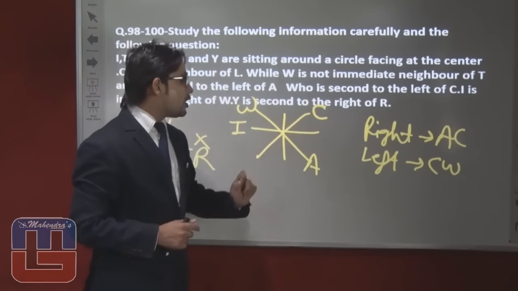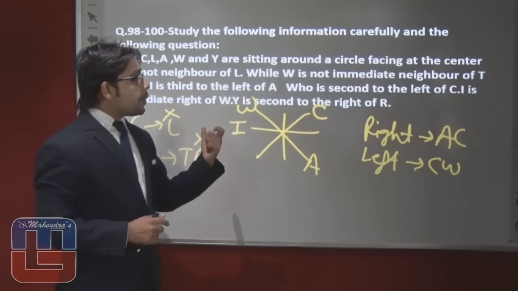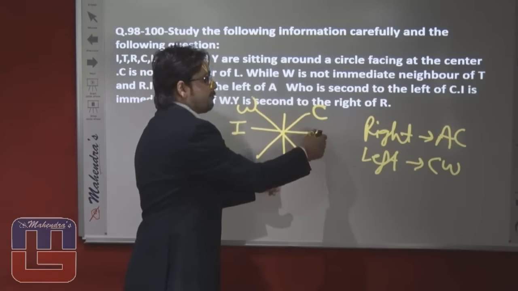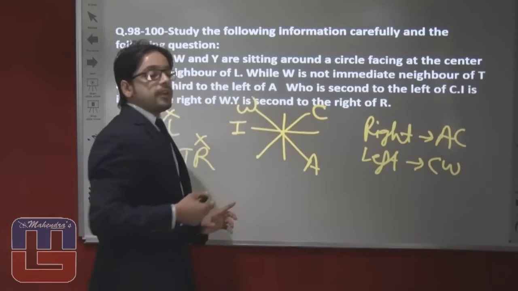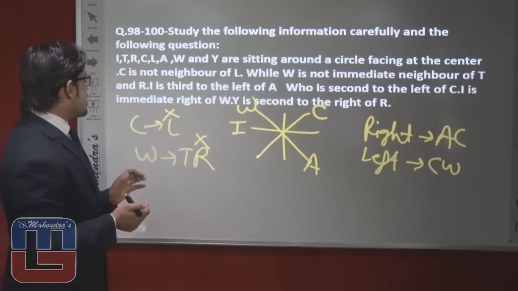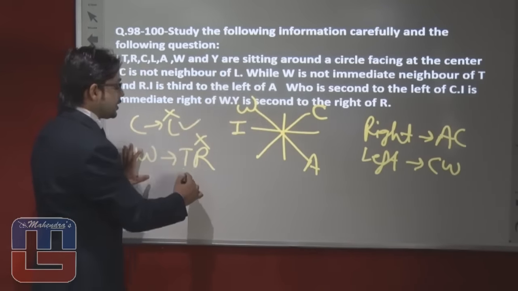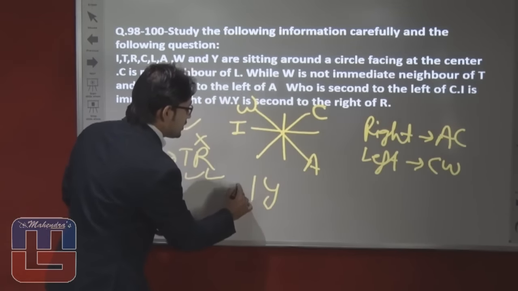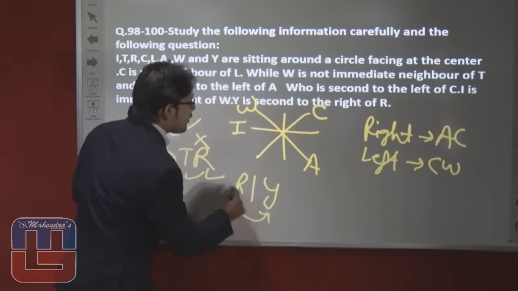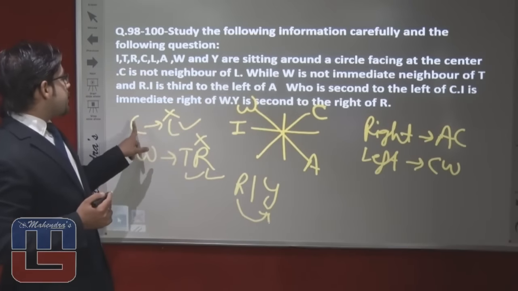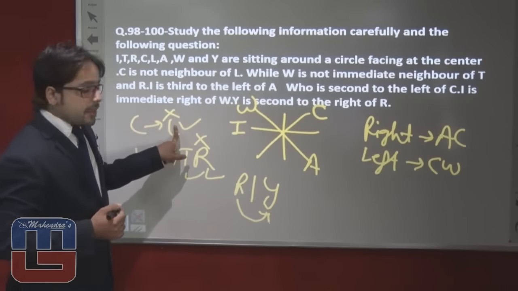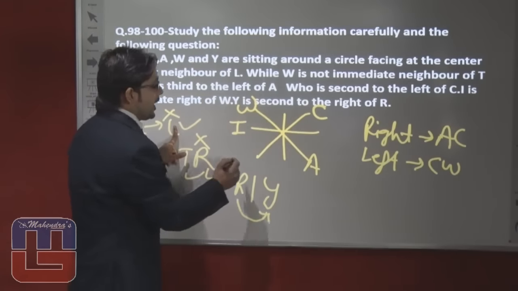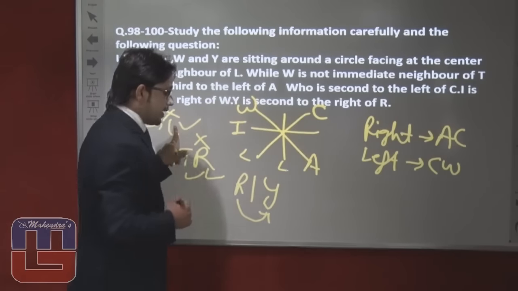Y is second to the right of R. There are still 2 places available. We can put R here, then Y is here. Now we have to realize where we should put L, T, R and Y. First store the information that Y is second to the right of R. The information is saying C is not neighbor of L, so we cannot put L here. So there are two places again for L, that is first and that is second.